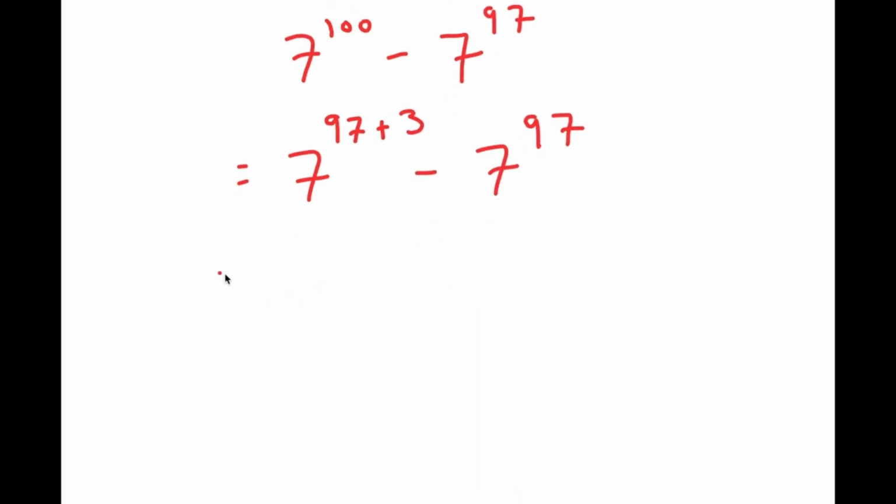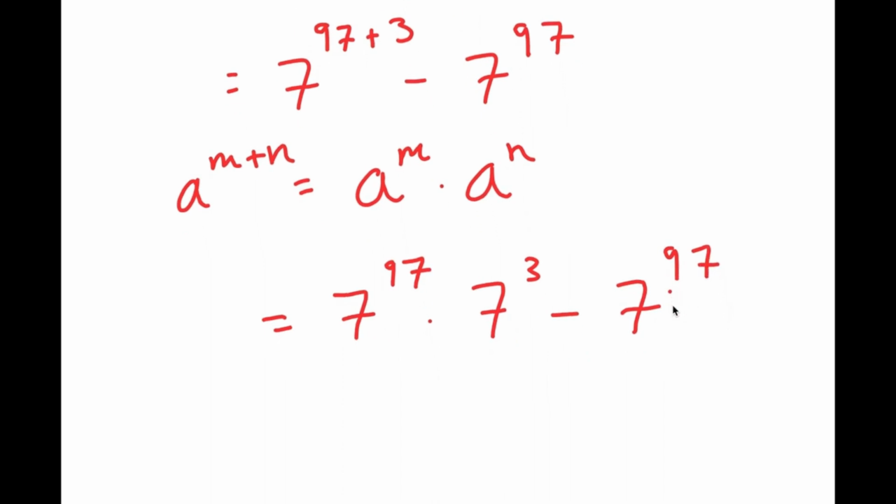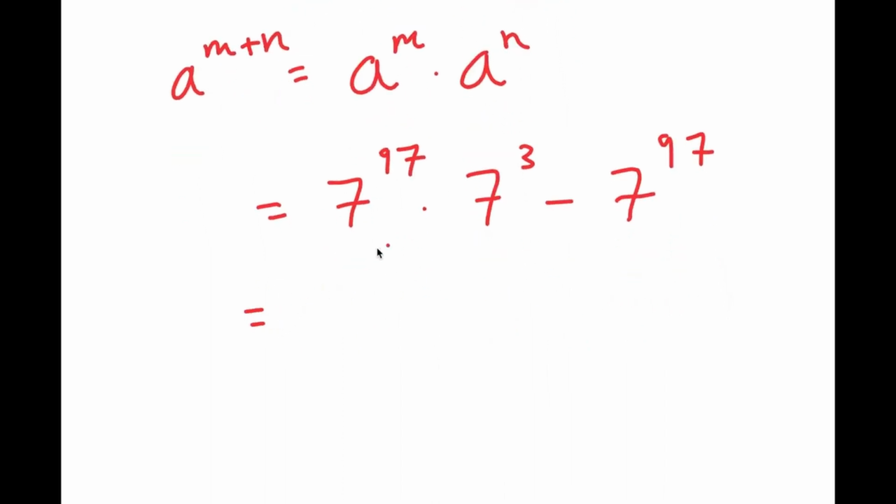Now, if I have something in the form a^(m+n), this is equal to a^m times a^n. So 7^(97+3) is going to equal 7^97 times 7^3. And I have this minus 7^97. Now from here, notice how both of my terms have 7^97 in them. So I can simply factor out 7^97, and I get 7^97 times (7^3 - 1).